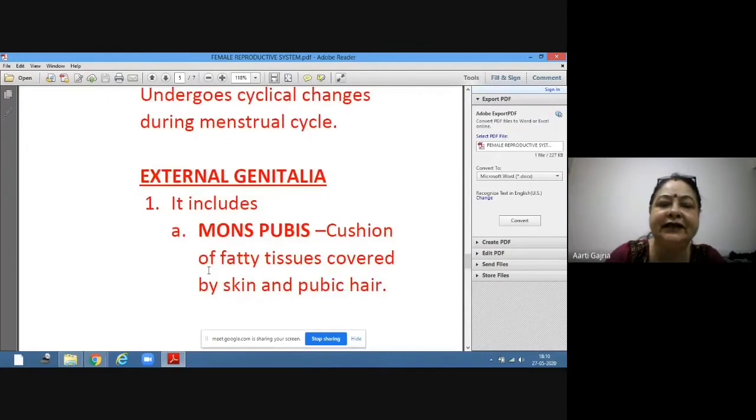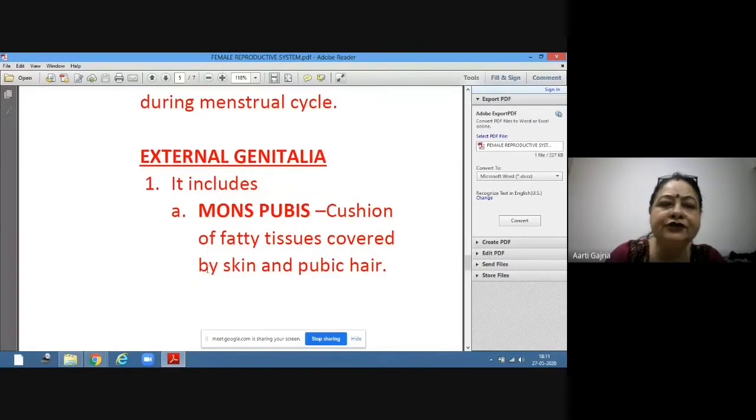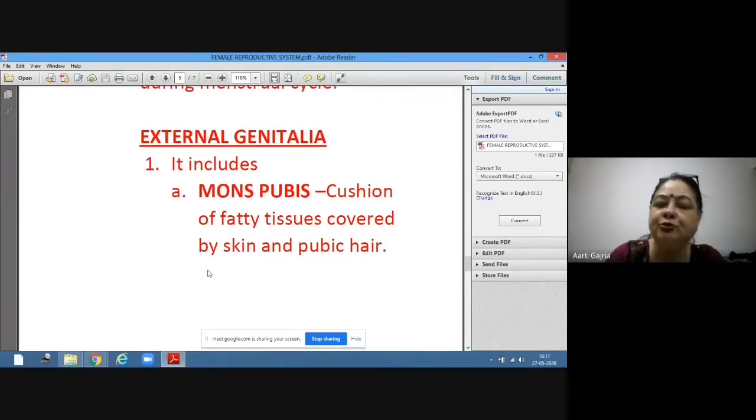External genitalia. In case of human females, the external genitalia includes mons pubis. This mons pubis is a cushion of fatty tissues which is covered by skin and pubic hair.